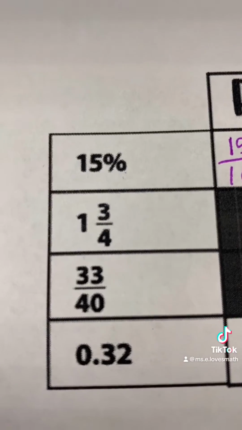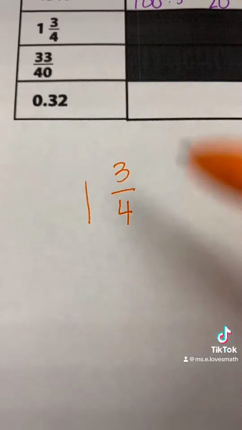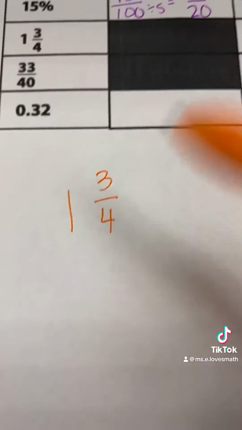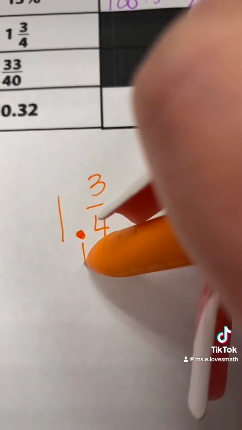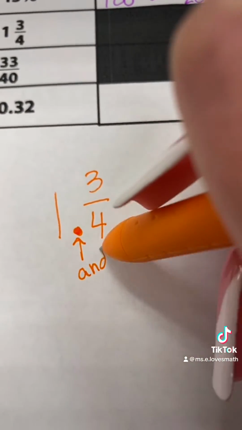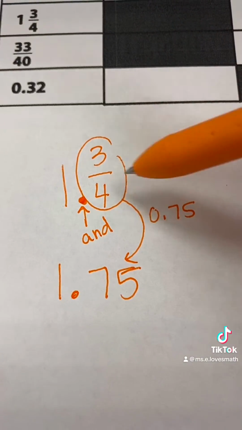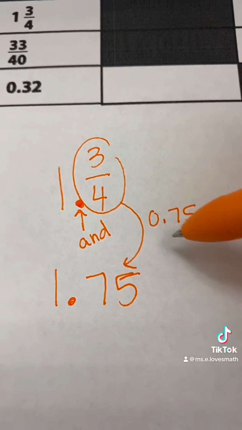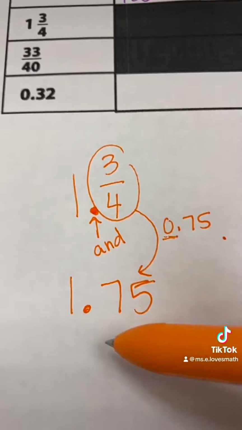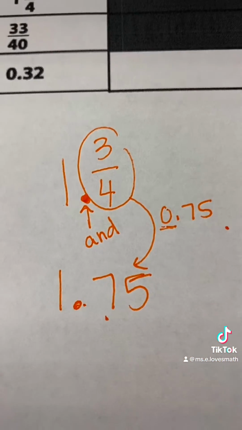Now we are given a mixed number, or a fraction, and we need to turn it into a decimal and a percent. We read this number 1 and 3/4. So if we were to turn this into a decimal, 1 and, our decimal is also known as and, 3/4. So 3/4 as a decimal is 0.75, 3 divided by 4. But we have a 1 instead of a 0, so our final answer is 1 and 75 hundredths.